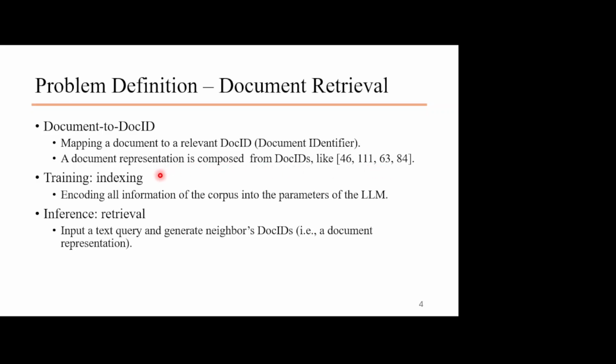So you can think of the training process as encoding the entire corpus into the LLM's parameters. Then, during inference, the model generates document representations that are most relevant to the given query. And this is how Ultron works when doing document retrieval.